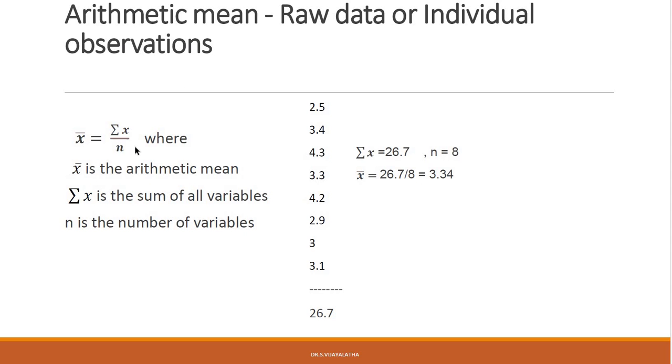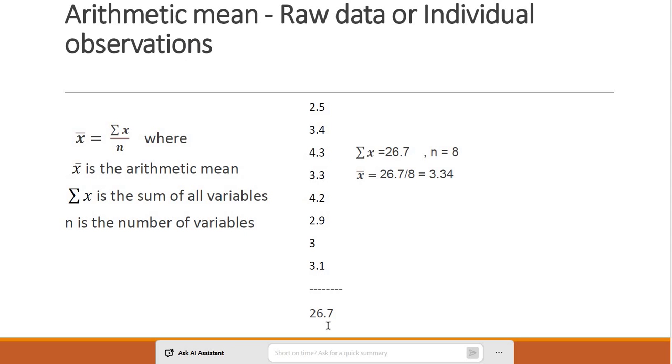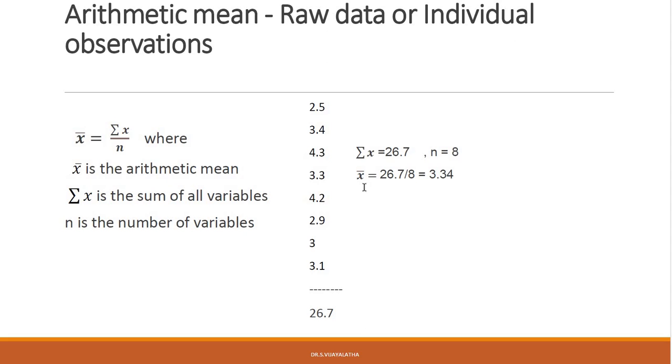Arithmetic mean x bar is given as sigma x by n, where sigma x is the sum of all the variables and n is the total count or the total number of variables. So when we add all this, the total is 26.7 and we have 8 observations. So the mean is 26.7 by 8, which is 3.34.